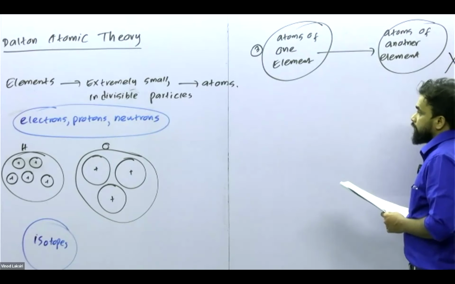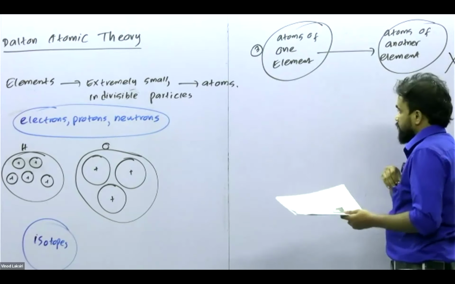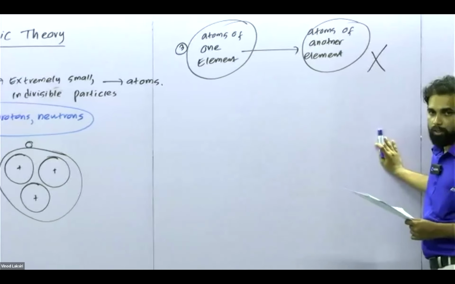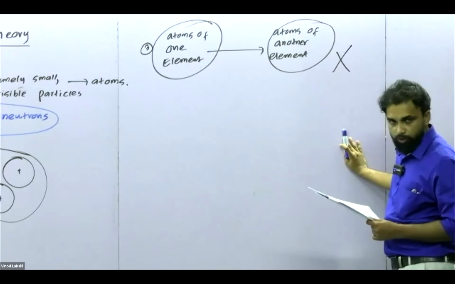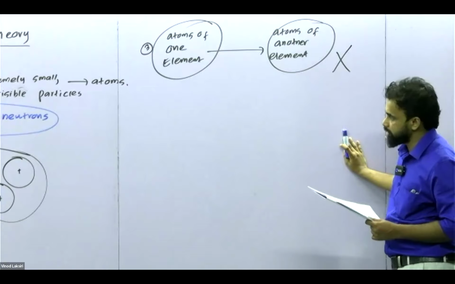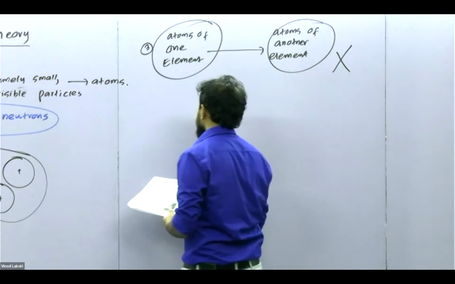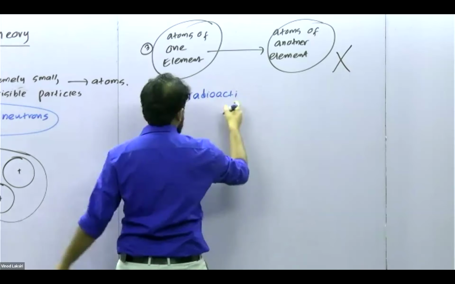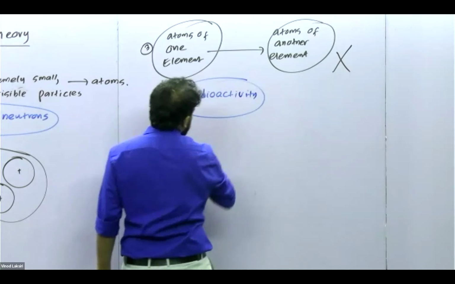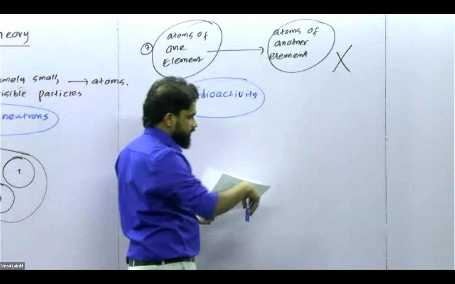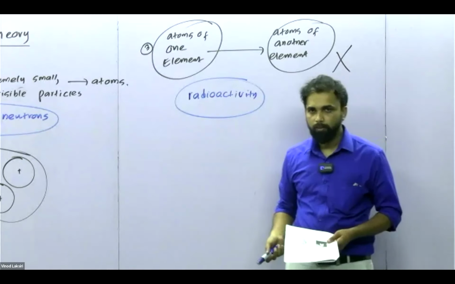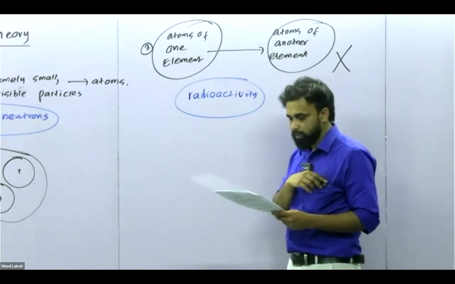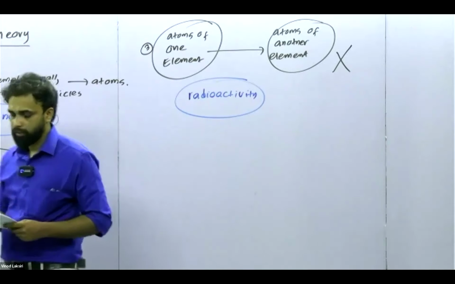right? But after a few years, scientists found that atoms of one element are converted to atoms of another element by emitting radiation, right? There's another topic, radioactivity. We have to study isotopes and radioactivity in detail. Here I will just mention that radioactivity means some elements emit radiation, then they are converted to another element. So after discovering the concept of radioactivity, scientists concluded that this third assumption is incorrect.